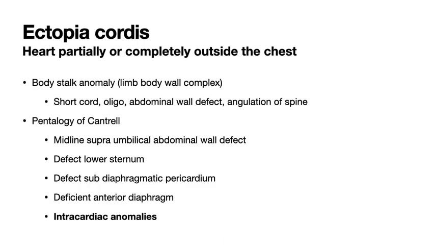It's worth mentioning ectopia cordis because that is a problem with heart position, and that's where it's either partially or completely outside the chest. Now, when you see ectopia cordis, the things you're thinking about is one, something called a body stalk anomaly, or nowadays it's probably more often referred to as limb body wall complex, meaning there's abdominal wall defects, angulation of spine, also limb defects, obviously.